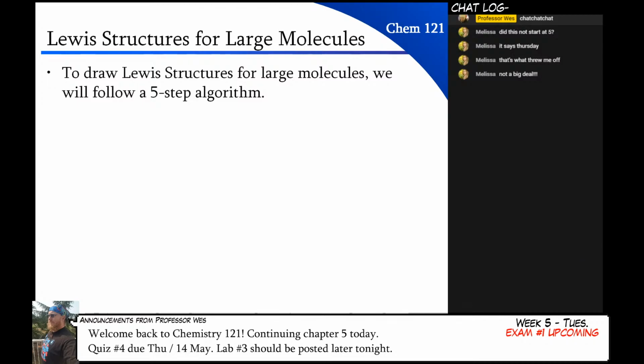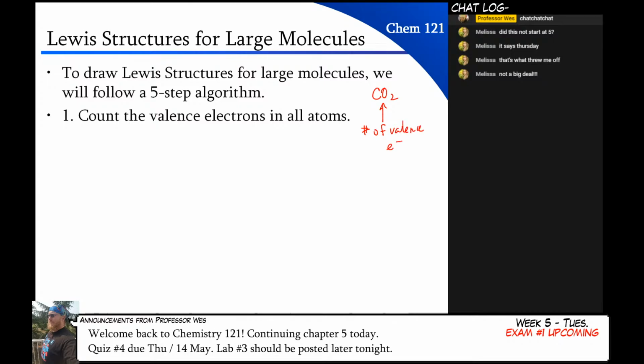Alright, let's talk about how to make a Lewis structure. So the first thing that we're going to do is I'm going to give you some molecule. And the molecule that we're going to use in a second is CO2. So let me just write that down here. In this molecule is some number of valence electrons. What we're going to do is we're going to count them all.